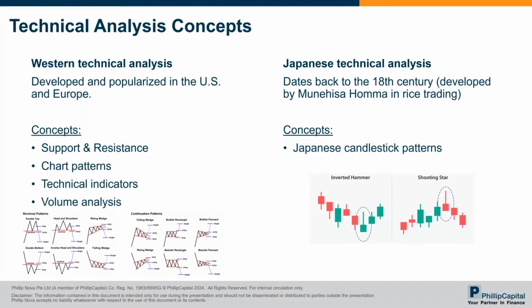You may have learned them separately. So let's talk about Western technical analysis techniques first. These would include concepts like support and resistance, chart patterns, technical indicators, and volume analysis. So it's more like looking at lines, chart patterns, RSI, MACD, all that. Those belong to the Western methodology of TA. On the Japanese side, what they are most known for is Japanese candlesticks, which were invented by rice traders back in the 18th century.